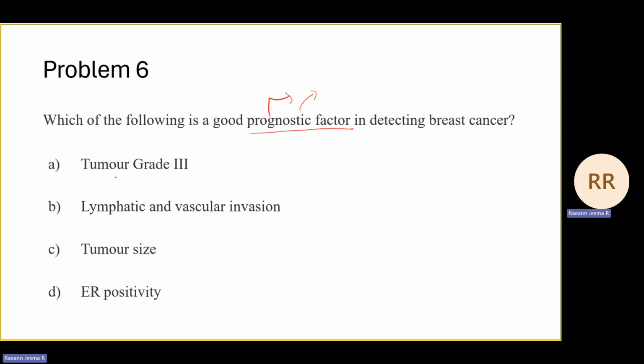So in option A we have tumor grade 3, option B lymphatic and vascular invasion, option C tumor size, option D ER positivity. So, which of the following is a good prognostic factor in detecting breast cancer? The important thing is that whatever factor we are using should happen at an early stage of the breast cancer, not in the later stage. So, what is the answer?